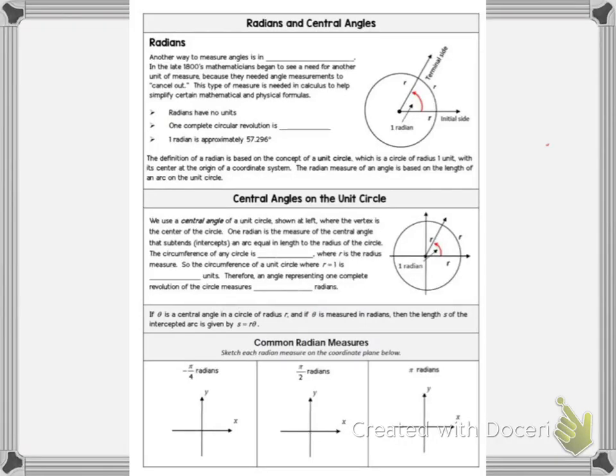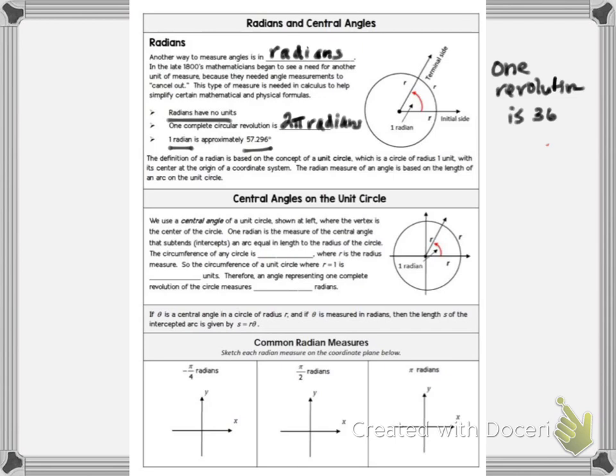Okay, so we're going to talk about radians and central angles. Another way to measure angles is in radians. Radians have no units. One complete circular revolution is 2 pi radians. And 1 radian is equivalent to 57.296 degrees. So we say that 1 revolution is 360 degrees. And that is the same thing as saying 1 revolution is 2 pi.